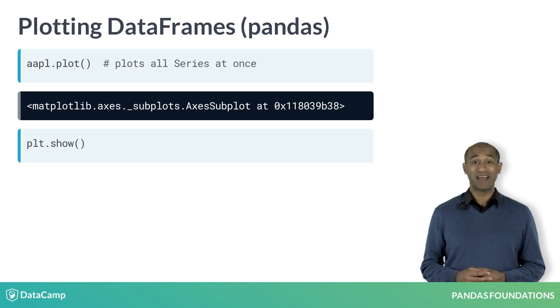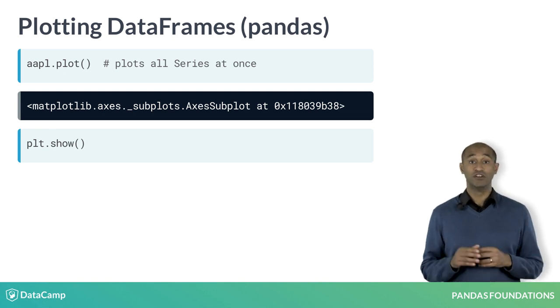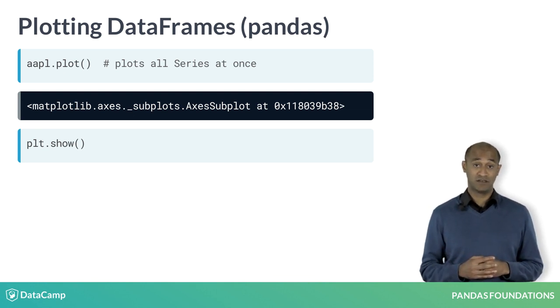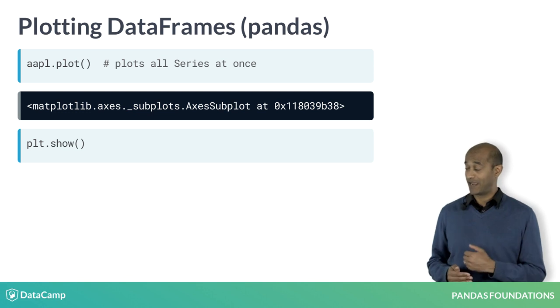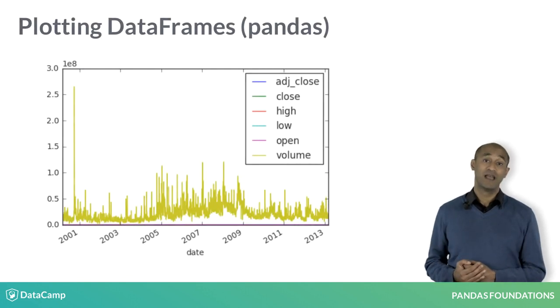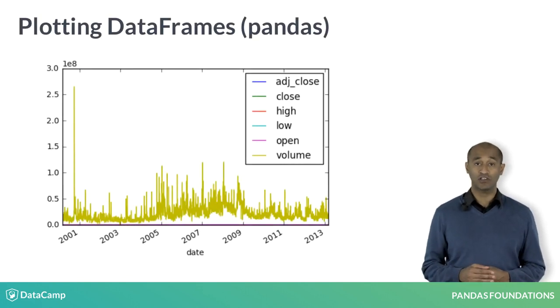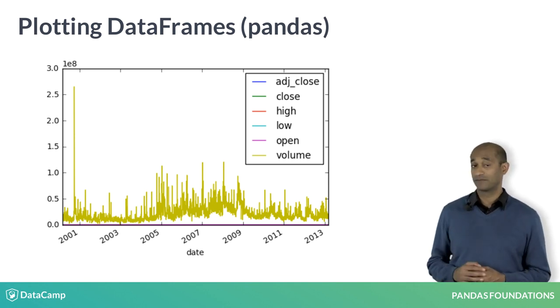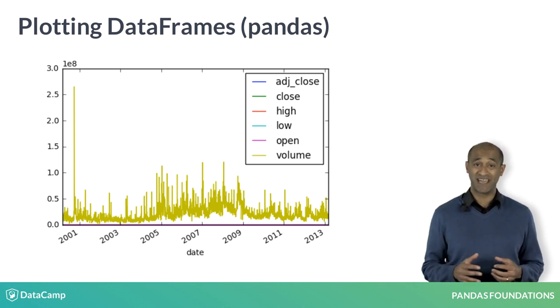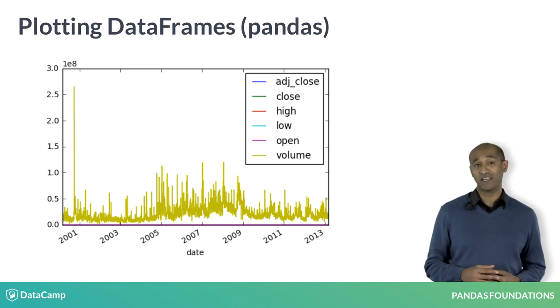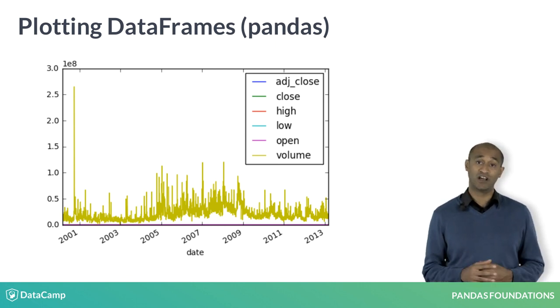In fact, pandas DataFrames have a plot method just like pandas series. Calling apple.plot plots all of the columns of the DataFrame apple on the same axis. Pandas plots each numerical column against the index and uses the column labels in the legend. However, on this scale, we can't see all 5 line plots because one is so much larger than all the others.